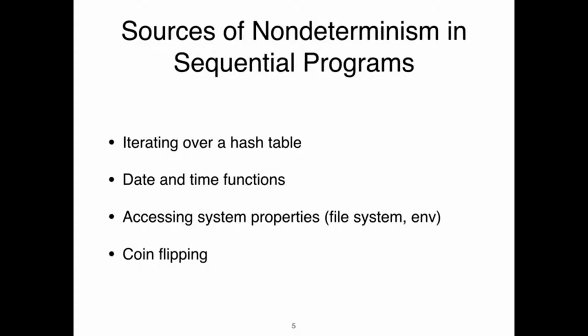In this work, we focus on the problem of non-determinism in sequential programs. The most common sources of non-determinism are when a program iterates over a hash table and expects a deterministic iteration order. The use of date and time functions or accessing system properties such as the file system or environment properties are some of the examples of non-deterministic sources besides coin flipping.